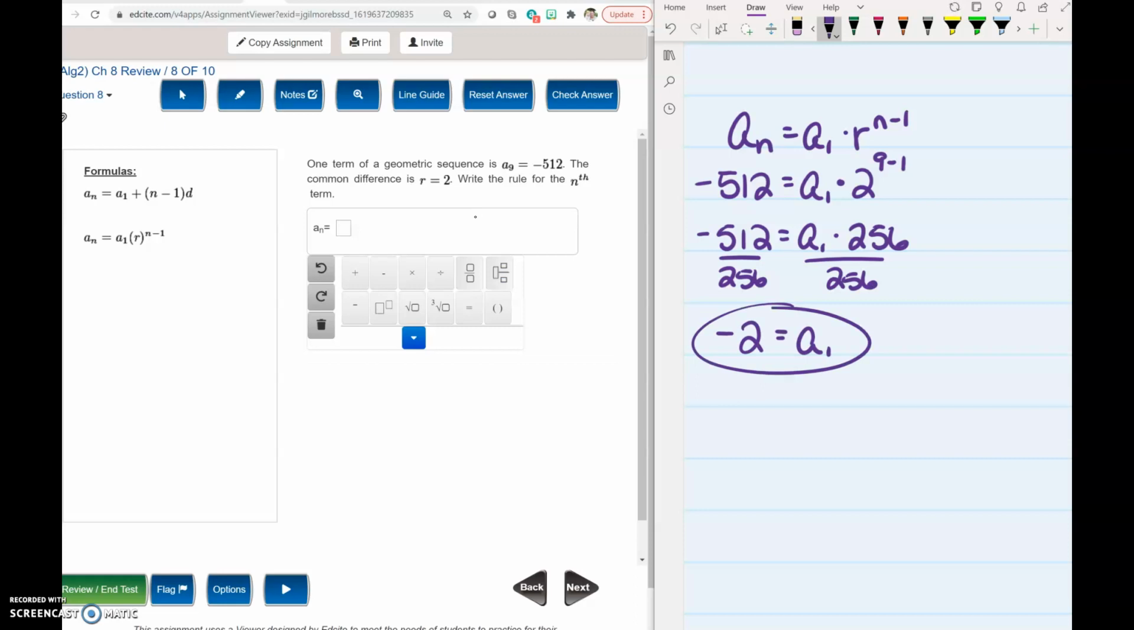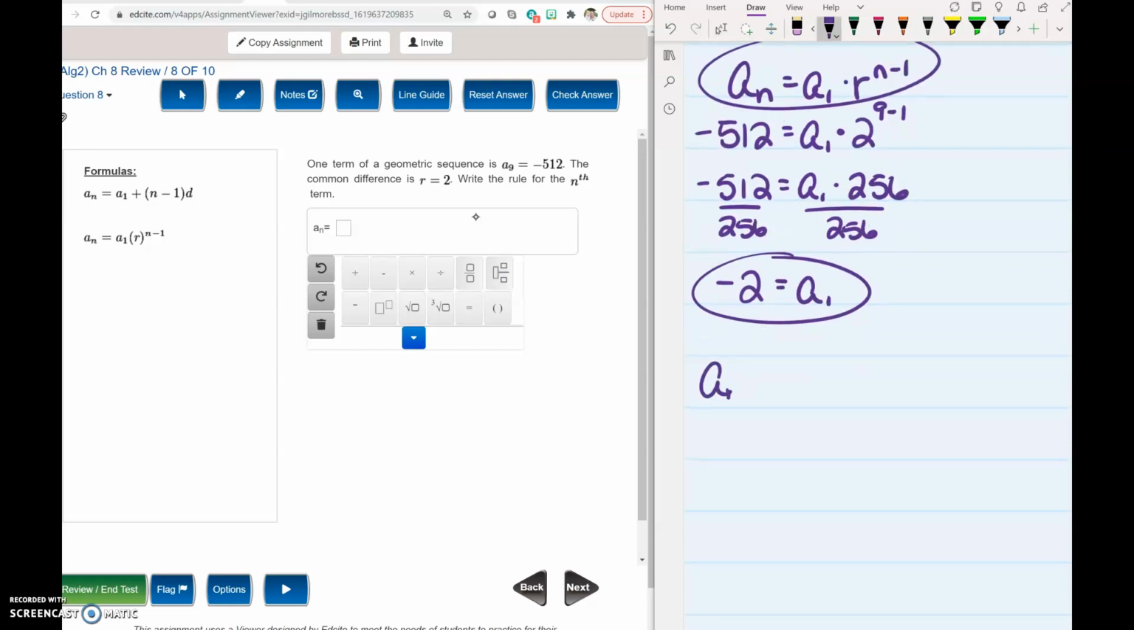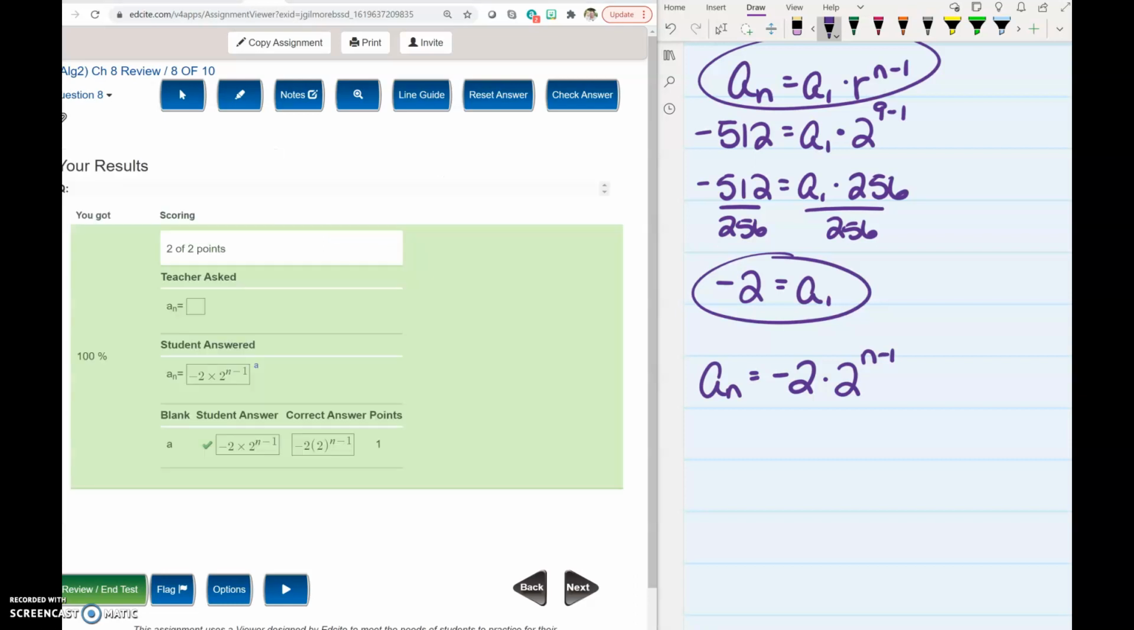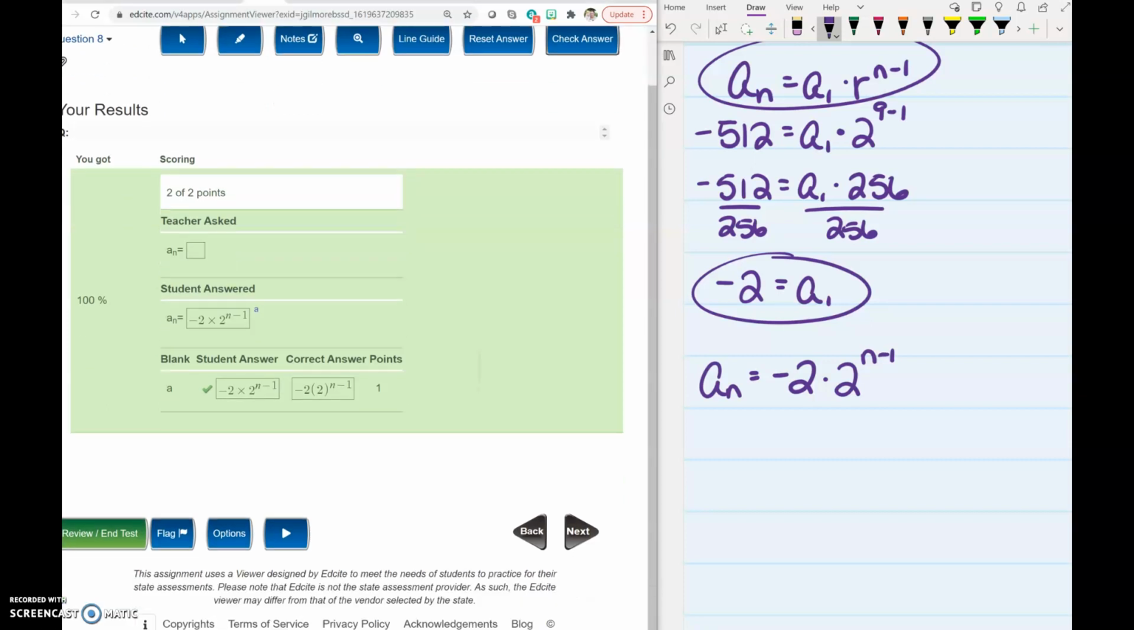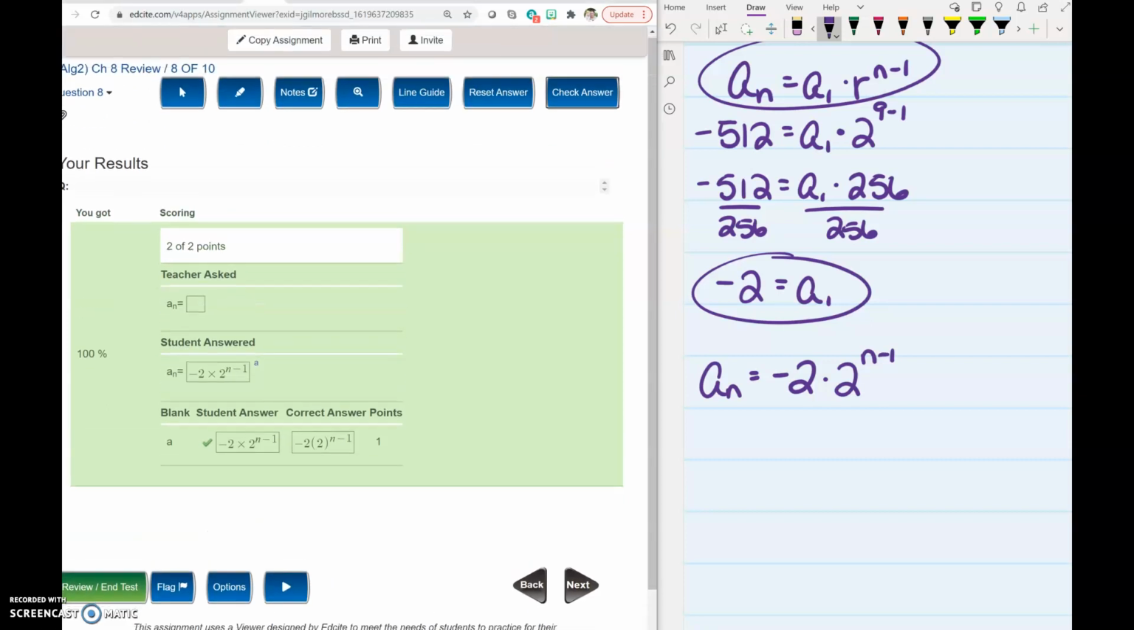Now this is our first term. We need to go back to that formula and plug in what we now know. So our nth term is our first term times our common ratio raised to the n minus 1. In here, you can put parentheses in if you want to. -2 times 2 raised to the n minus 1. Okay, I clicked check answer just to make sure that the way I wrote that was good, and it was.